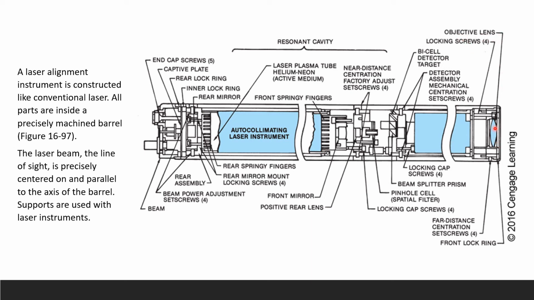The objective lens is right here. And this is your laser plasma tube, and we're using gas here, helium and neon. This is a very powerful active medium, a dangerous medium, but that's how we produce the laser inside this barrel. And here you can see another important piece, your mirror, to direct the beam.